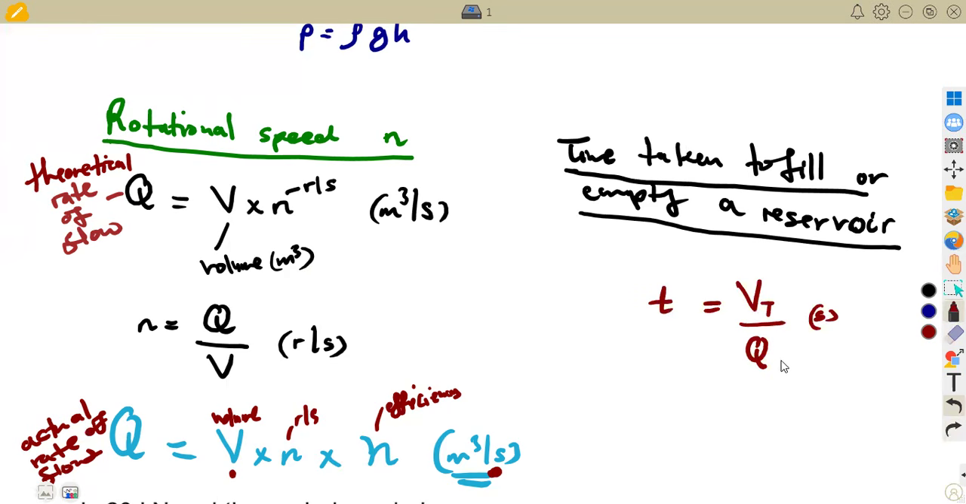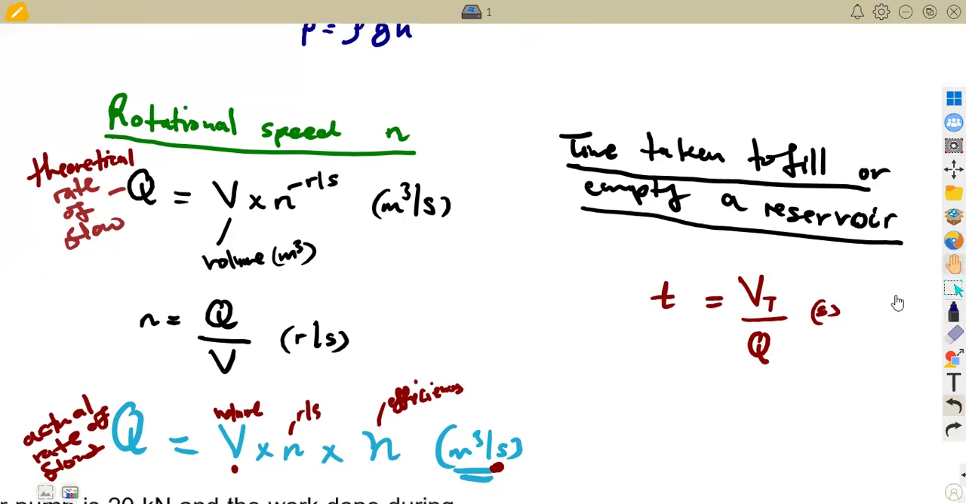So this is the formula that you can use to calculate the time taken to fill in or to empty the reservoir, where VT is the total volume of the reservoir in cubic meters, and Q is the flow rate in cubic meters per second, like I explained before. All right, so this is what we might need.